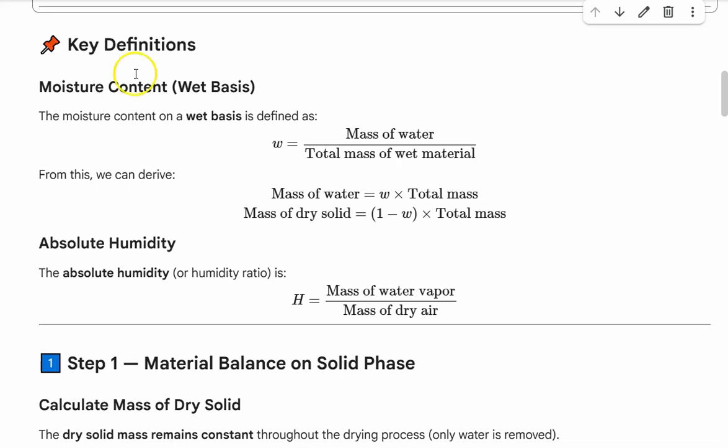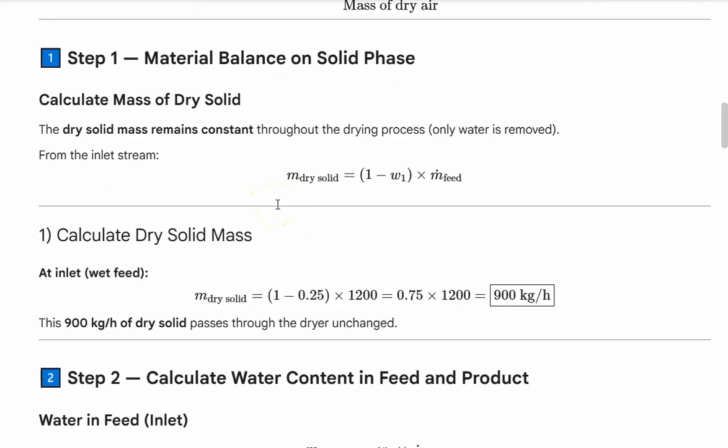So here I am calculating mass of dry solid. The dry solid mass remains constant throughout the drying process, only water is removed. So from the inlet stream we already know that mass of dry solid is equal to 1 minus W1 times m dot feed, that we got from the earlier definition.